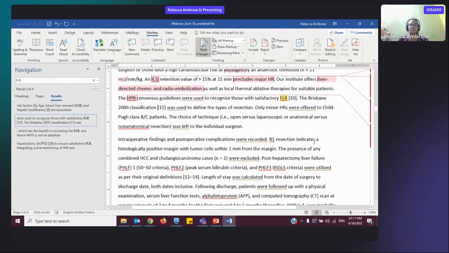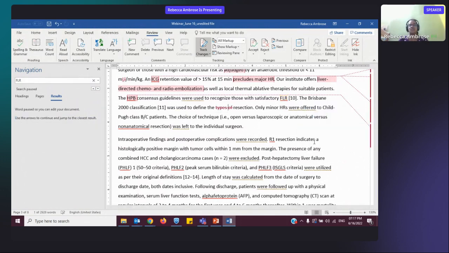The Brisbane 2000 classification was used to define the types of resection. If you're trying to reduce the word count, you can do this and make a noun string to reduce. Yeah, one word here. Only minor resections were offered to child class B, C patients. Choice of technique, open versus laparoscopic, was left to the individual surgeon.